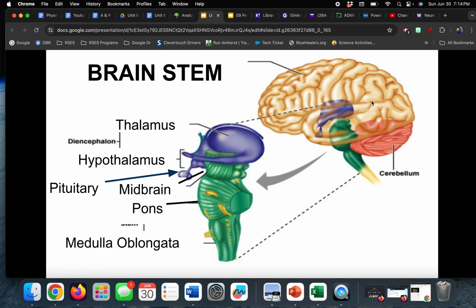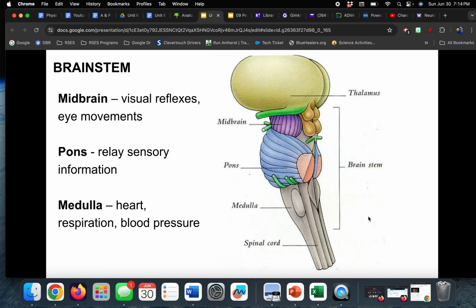All right, so moving on to the brainstem. The brainstem is going to consist of, you can see it kind of in here, the thalamus and hypothalamus, which we won't talk much about until we get to the endocrine system. Same with pituitary. Our midbrain is there, so are our pons and our medulla oblongata. So these are brain parts. These are actually endocrine glands found in the brain.